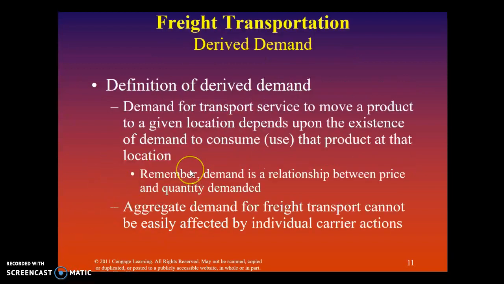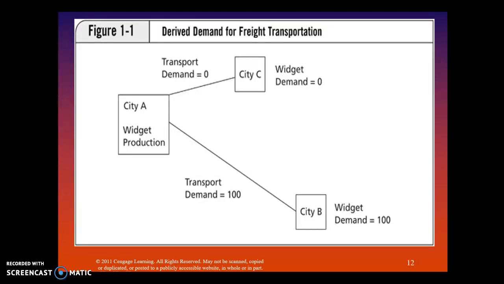When we talk about derived demand in freight transportation, we want to make sure we understand the definition: we can move a product to a certain location, but that is dependent upon the existence of a demand to consume or use that product at that location. It is the relationship between price and quantity demanded. When you think about aggregate demand for freight transport, it can't be easily affected by individual carrier actions. Figure 1-1 shows the derived demand for freight transportation relationship.